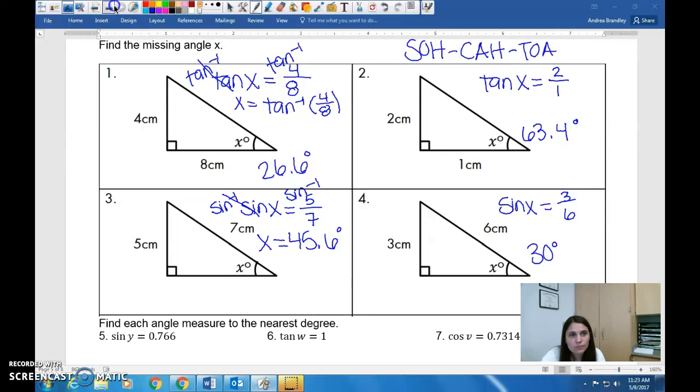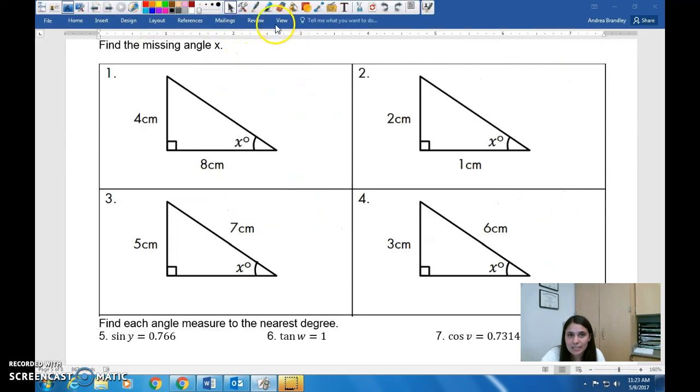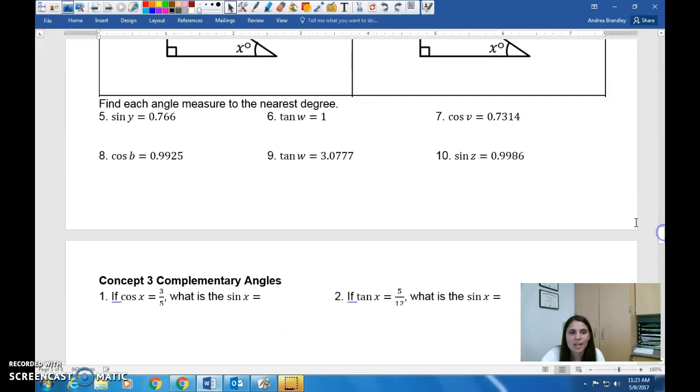Now numbers 5, 6, 7, 8, 9, and 10 are actually probably the easiest ones on the page because already this is written for me. I don't even have to find that fraction. So to get y by itself here, I just take the inverse sine of both sides. So these cancel, and y equals the inverse sine of 0.766, which rounds to about 50 degrees.